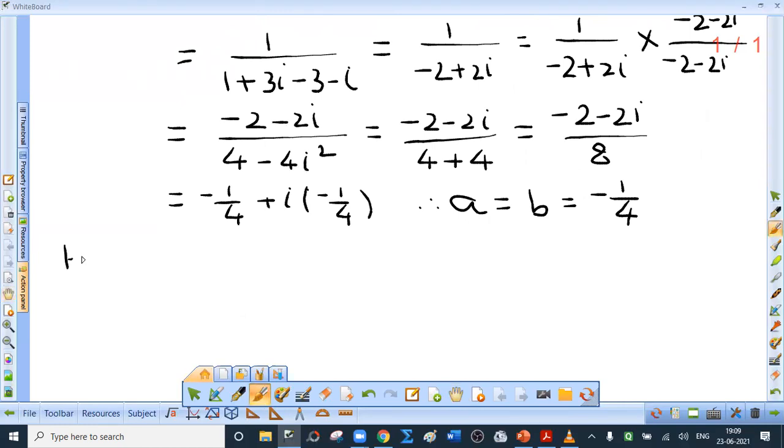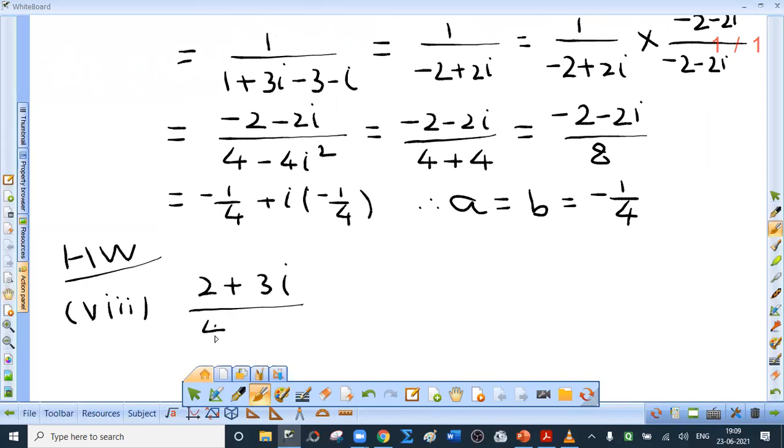Next, I already told you it is for homework. I'll give the hint for sum number 8. Basically, it is 2 plus root of minus 3. You have to write this as 2 plus root 3 i. And what about the denominator? 4 plus 3i. Okay. Now you know how to divide one complex number by another.